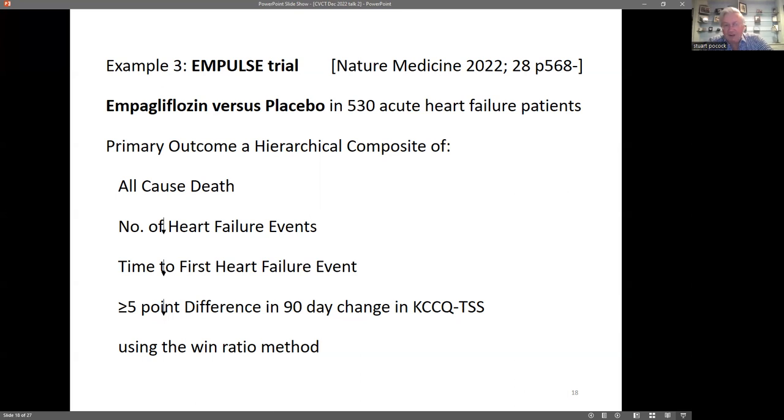That was measured at 90 days after randomization, and also, of course, at baseline. For each patient, you looked at the difference between baseline and 90 days. So you calculated that, and then for any pair of patients, that change had to be at least 5 points better in one patient to be declared a win over the other patient. If you only had a 1 point difference, then that was too tiny to matter. They said they wanted a 5 point difference. And that was, again, using the win ratio method. So let's look at the results.